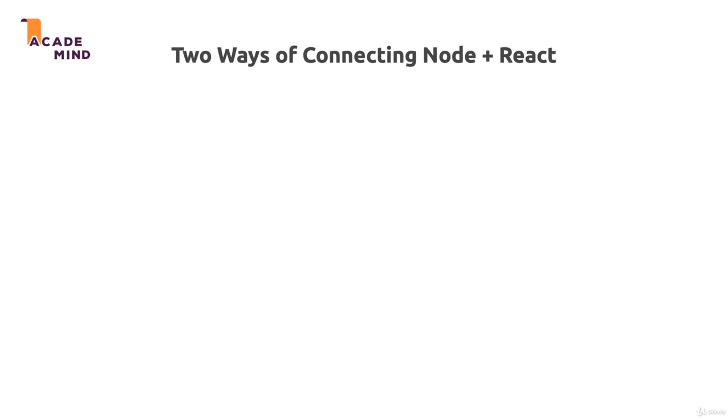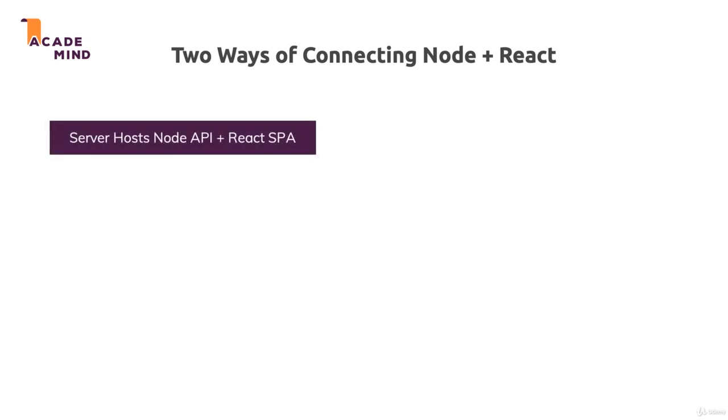Now the question is, where are the different pieces served from? We've got two main options here. We can have one server, one computer, which hosts both our Node API and the React single page application under the same domain. So mypage.com/nothing might return our single page application. And then under mypage.com/API, we might have the endpoints for that single page application to talk to.